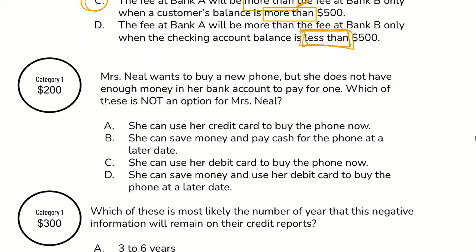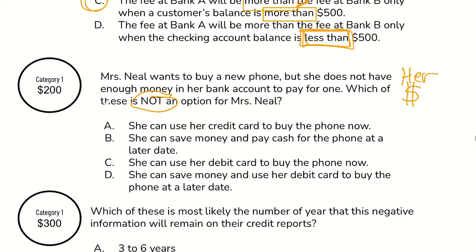Number 2, Mrs. Neal wants to buy a new phone, but she does not have enough money in her bank account to pay for one. Which of these is not an option for Mrs. Neal? Okay, so remember, in our bank account, we're talking about her money. All right, so let's read these.